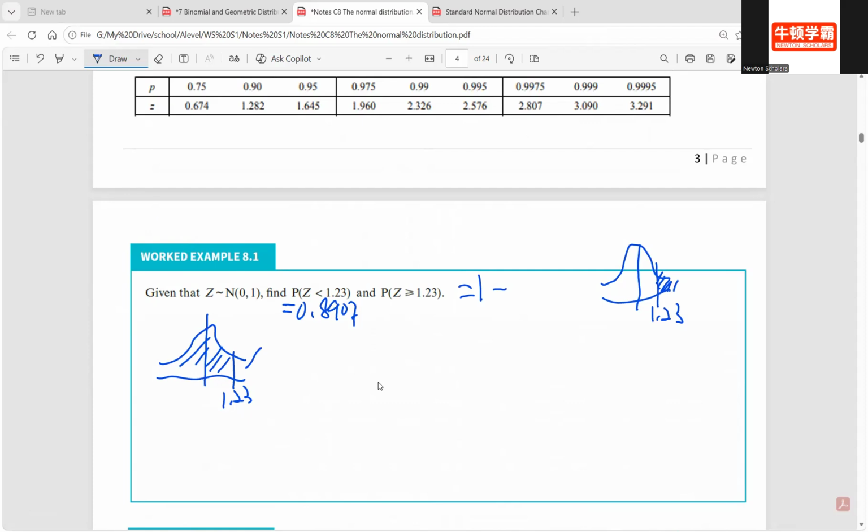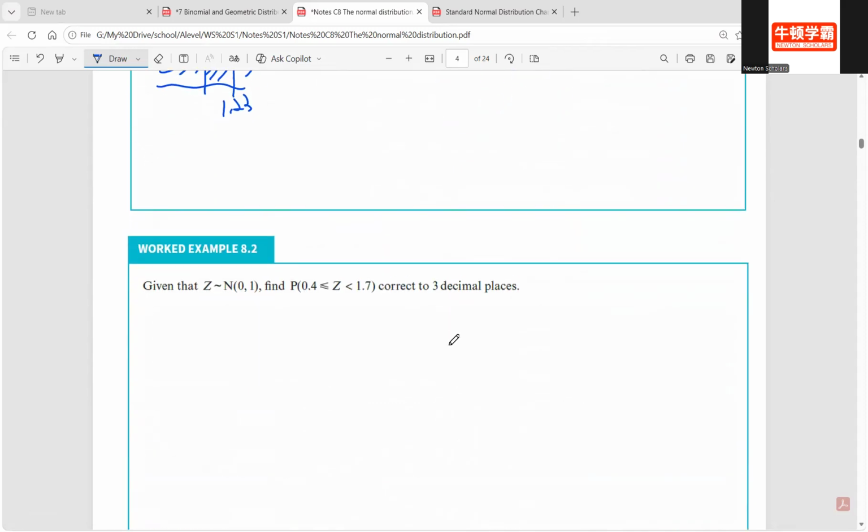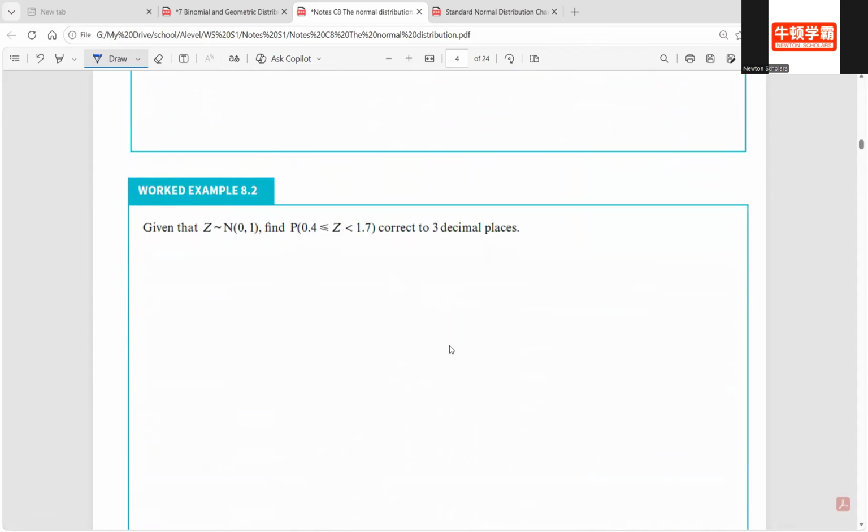Why 1? Because the whole area is actually 1. Also, you minus the 0.8907. Okay, you will get 0.1093. This is my probability. Always remember what you find here is actually your probability. Okay. So we continue here.